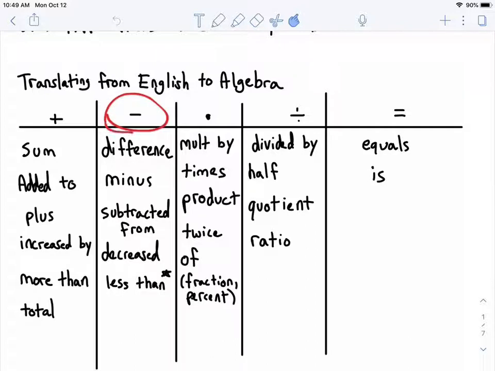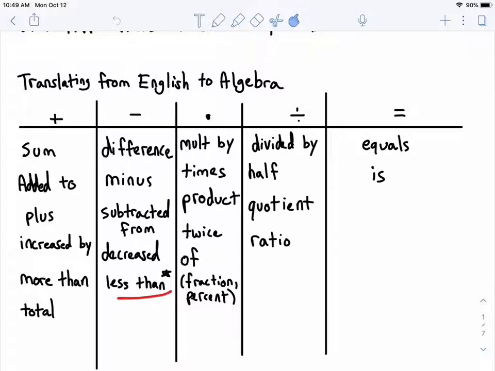When it comes to this symbol, the minus symbol, of course we could use the word minus. The fancy math word is difference. We could use subtracted from, decreased, and then less than is the one that can sometimes throw some people off. Less than, you have to turn the subtraction problem around the other way.